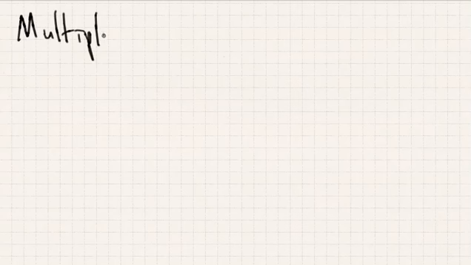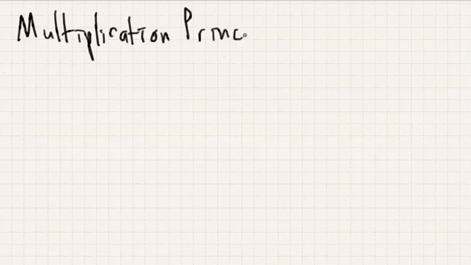Okay, so the last topic of this section, and I suppose our first sophisticated counting technique, is called the multiplication principle. Let me write that out. Multiplication principle. Right. Okay, and so what is the multiplication principle?